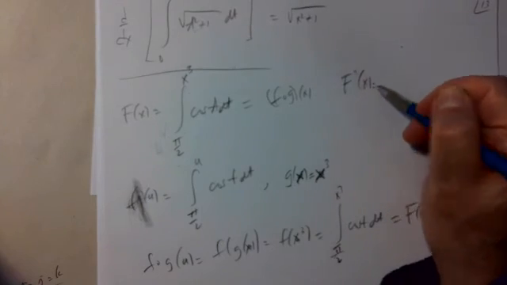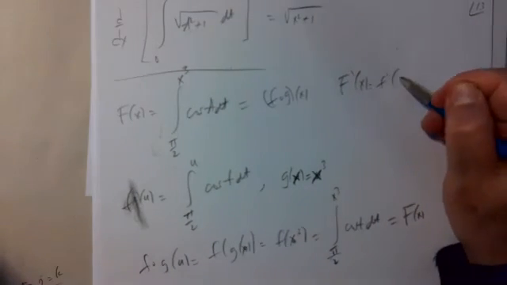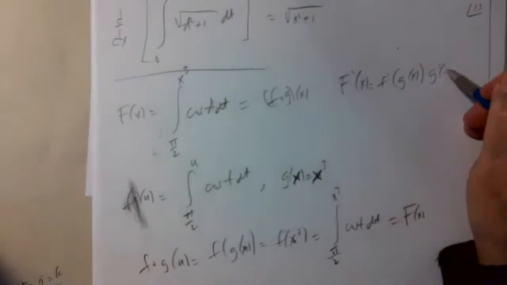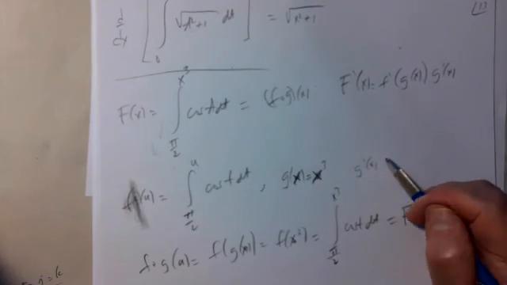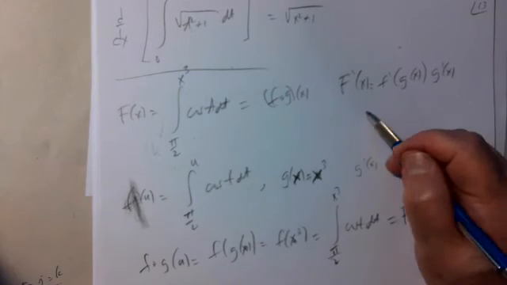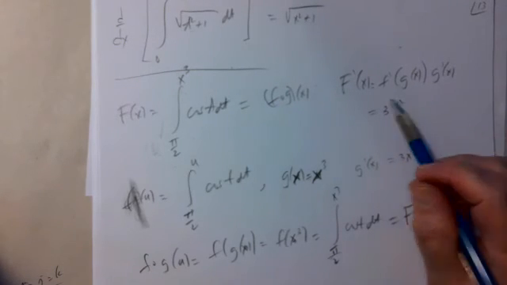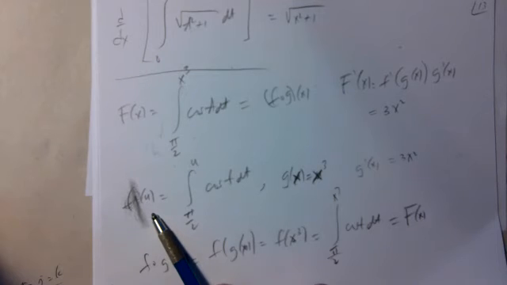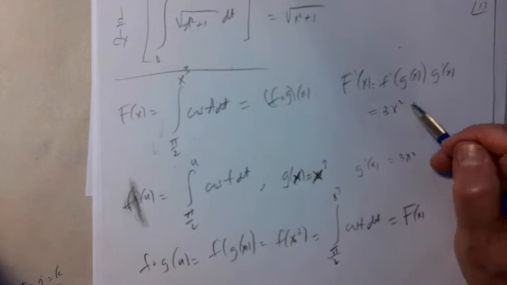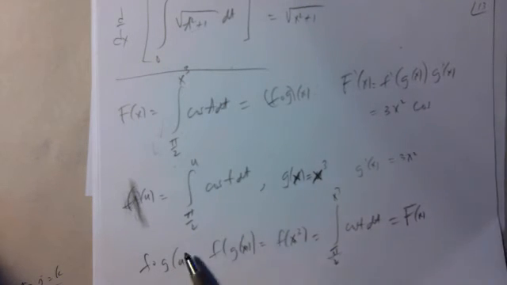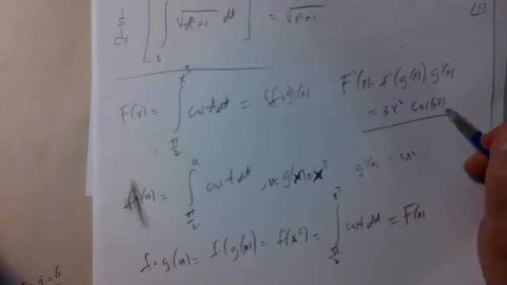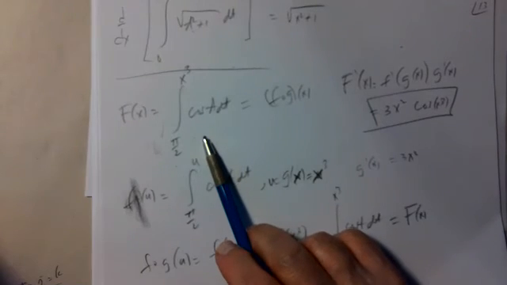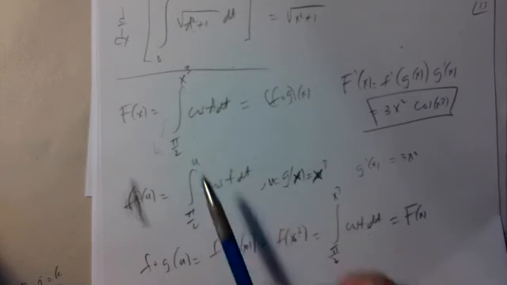So F prime of x by the chain rule is f prime at g of x, times g prime of x. g of x is x cubed, so g prime of x is 3x squared. And f prime, when I differentiate this, I get cosine u, so this is the cosine of u, which is x cubed. So the derivative of this function is 3x squared cosine of x cubed.